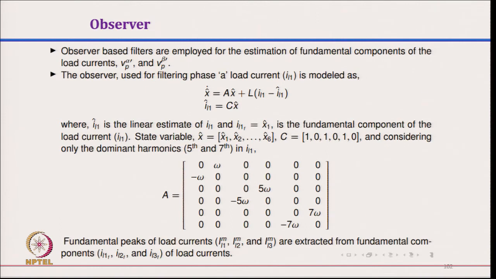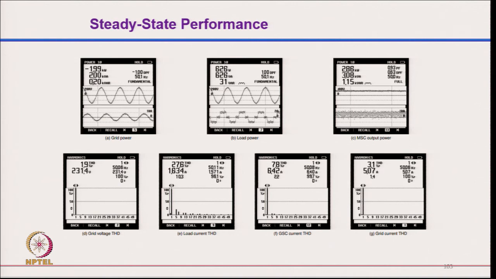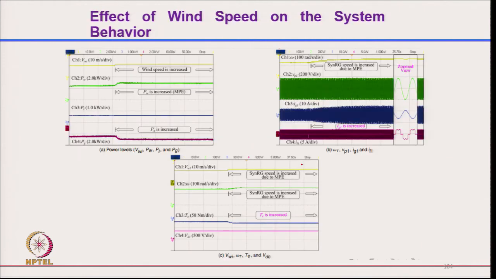And these are typically the observer from which we are getting the position and speed, and of course this is tested. So, here you can call it the voltage THD and the load THD, and here the grid current THD. Of course, the converter current THD also. And then this is the dynamics when you have a change in the wind generation.